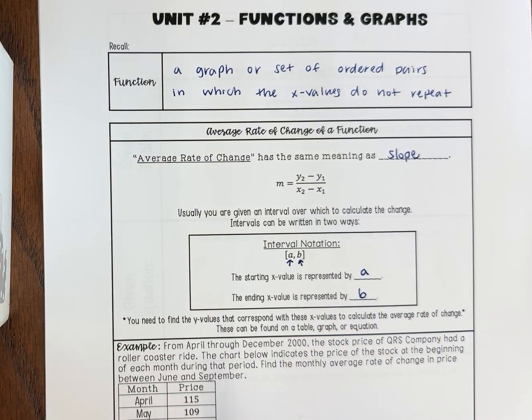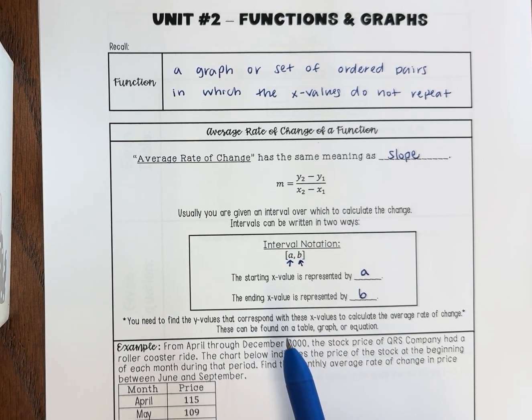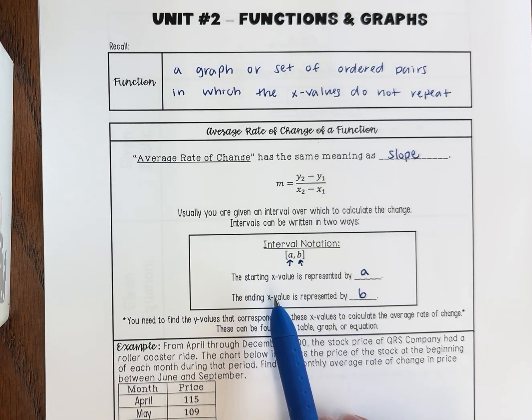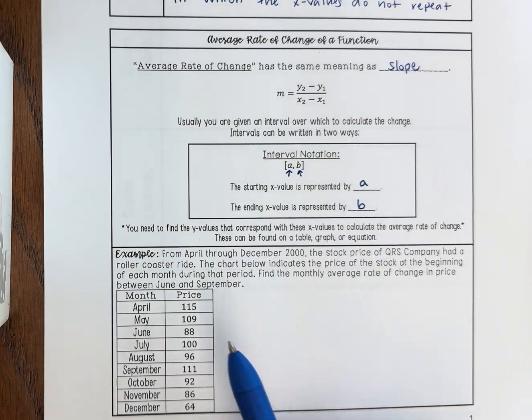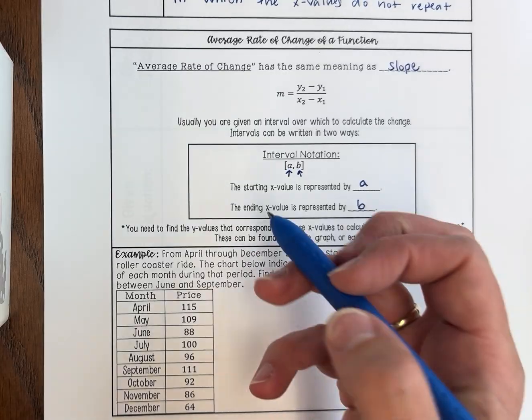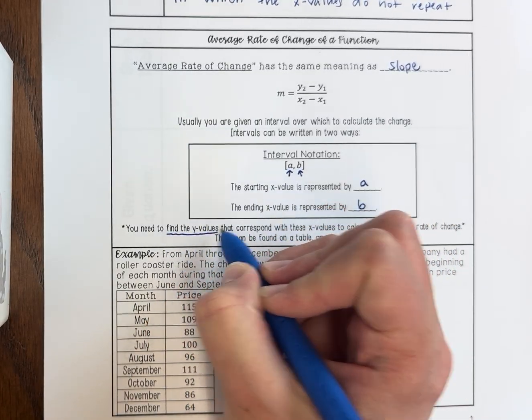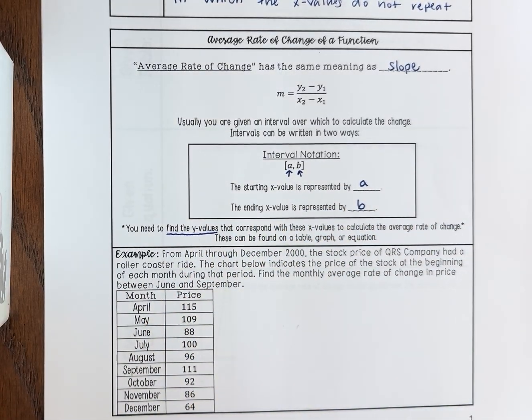So you're either going to have to read some information and decide what your starting and ending x values should be, or you're going to have to actually use an equation or a graph to figure out the values that you're going to use. So again, you are going to find the y values that correspond with the x values, and then you're going to calculate the average rate of change. You do have to know that the phrase average rate of change means slope.